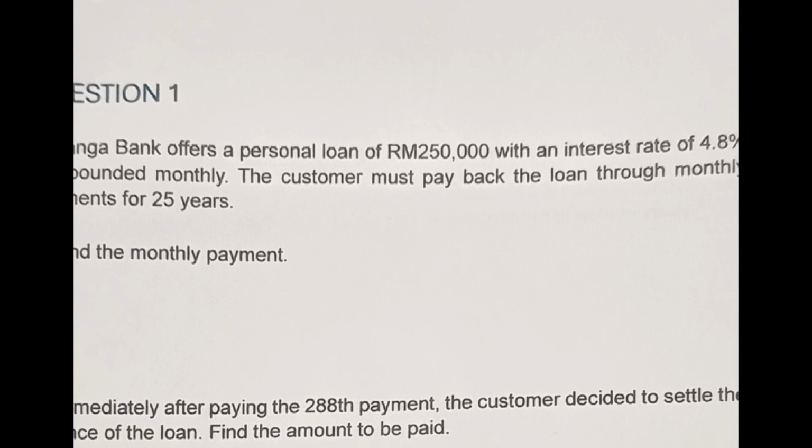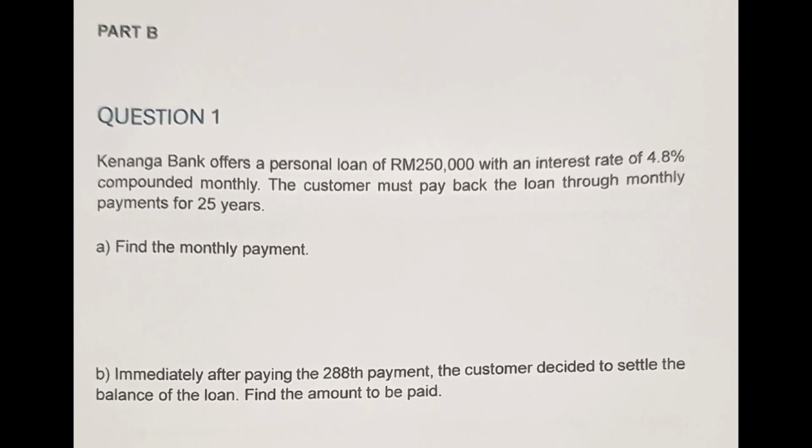We will discuss part B, question 1. Let's read the question first. The question is, Kenanga Bank offers a personal loan of 250,000 ringgit with an interest rate of 4.8% compounded monthly. The customer must pay back the loan through monthly payments for 25 years. For question A, we must find the monthly payment.